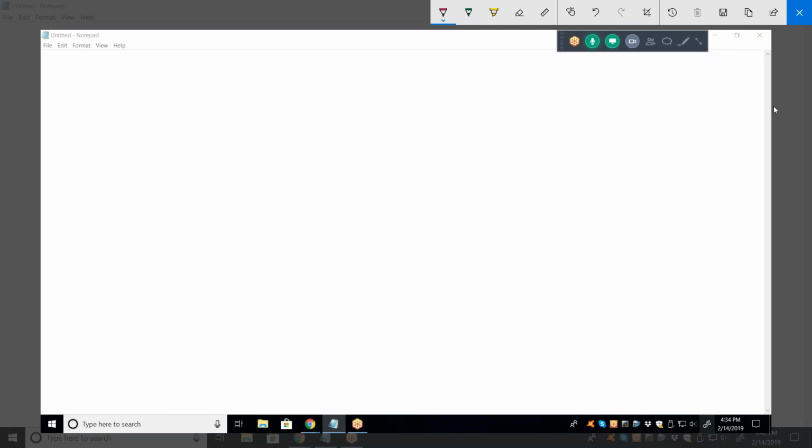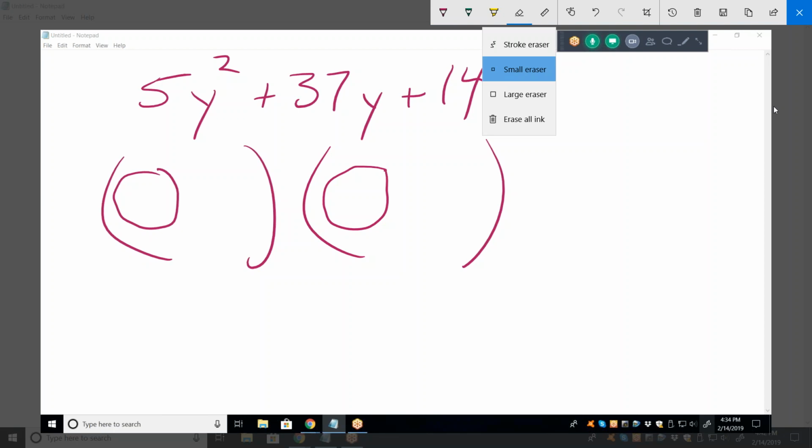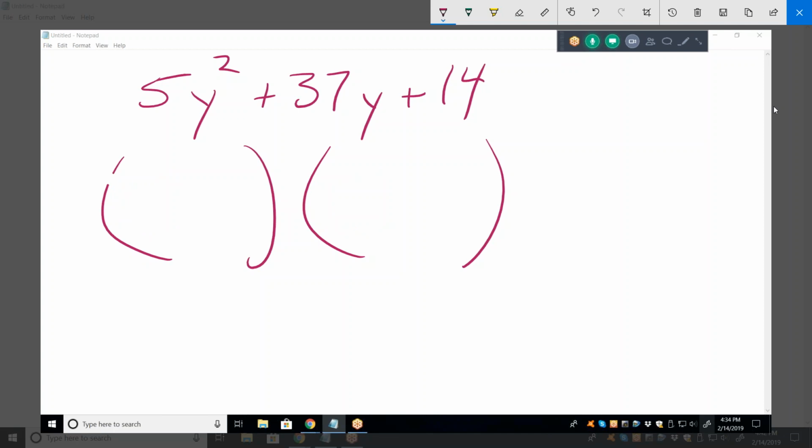All right, 5y squared plus 37y plus 14. Not too bad. And the reason I say not too bad is because there's only one set of factors for 5y squared. What are they? 5 and 1. Give me the whole thing. What do I have to write there and what do I have to write there? It would be y, not 5 and 1, because that would multiply to 5. I need it to multiply to 5y squared. So it would be 5y and then y. Good. Second step. Both addition signs.